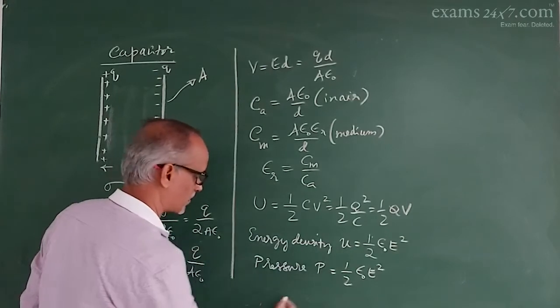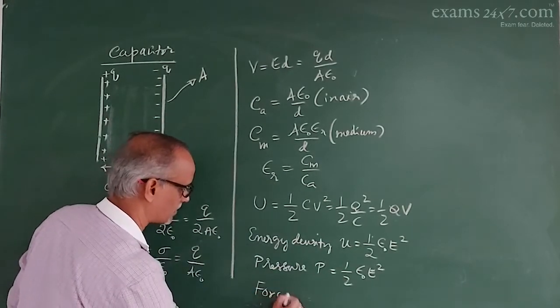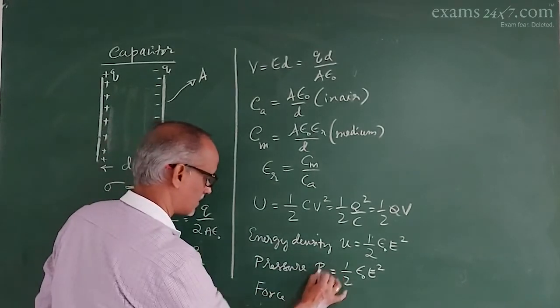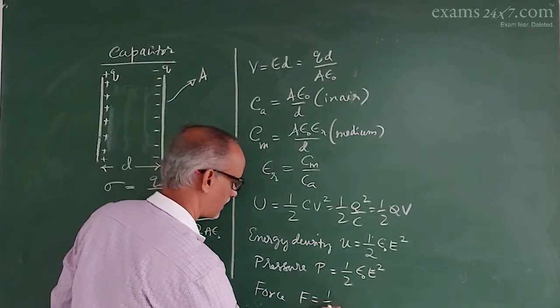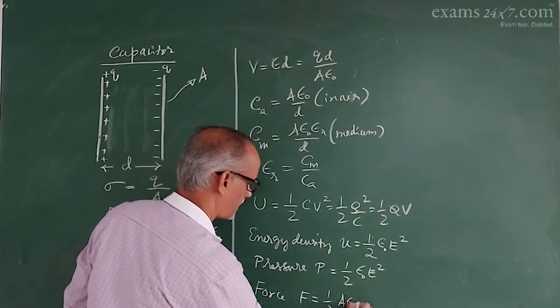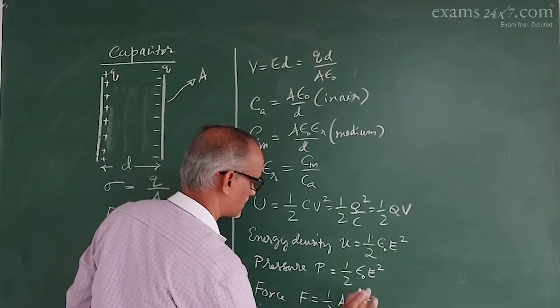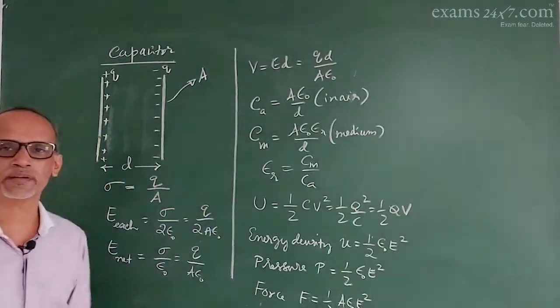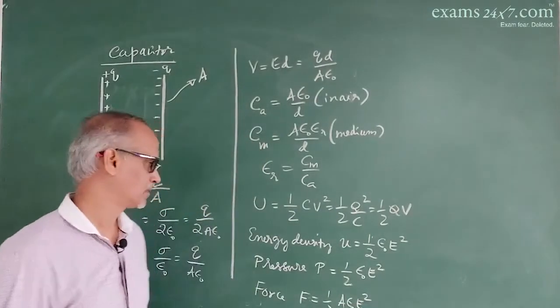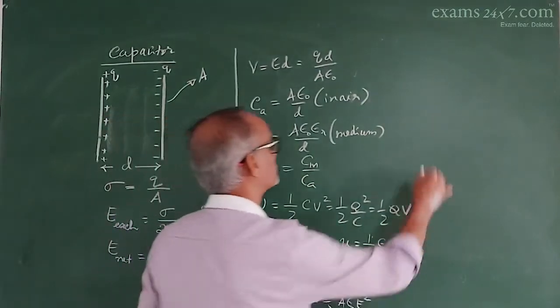So pressure is force per unit area. Therefore, what is the force acting on each plate? Force is equal to half A epsilon naught E square. So that is the force of attraction between oppositely charged parallel plates.